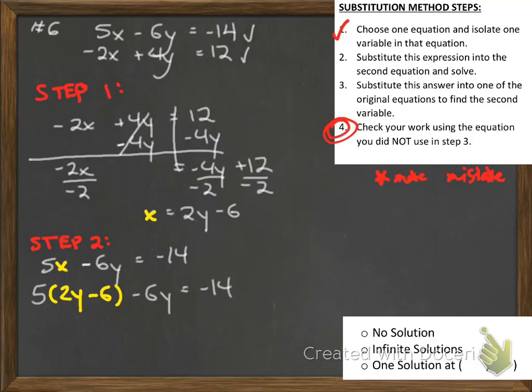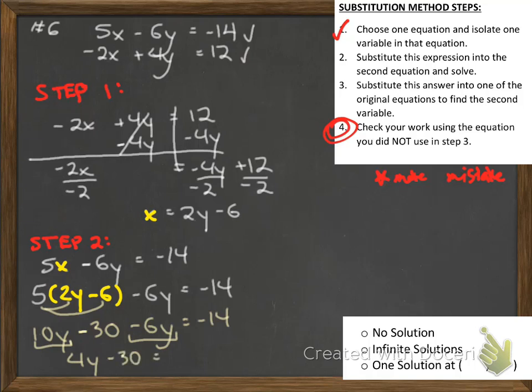Okay, and just like in previous problems, we will distribute. So 5 times 2y is 10y, 5 times negative 6 is negative 30, minus 6y equals negative 14. Okay, I'm going to combine these, so I have 10 minus 6 is 4y minus 30 equals negative 14. Okay, kind of running out of room here, so I'm going to move to the other side. So I have 4y minus 30 equals negative 14.